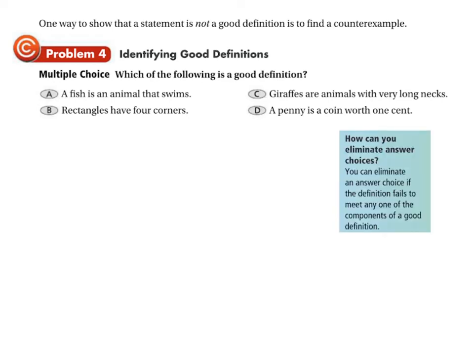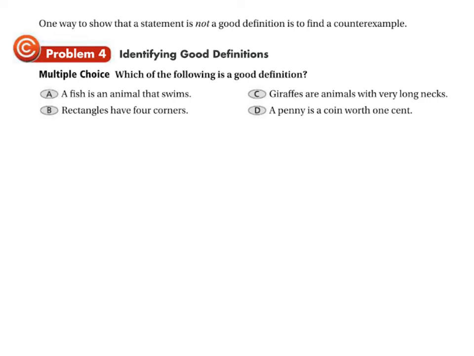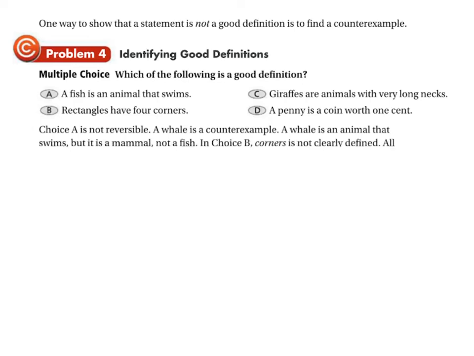Well, how can we eliminate answer choices? We can eliminate an answer choice if the definition fails to meet one of those components of a good definition, and we're going to break through these now. For example, we've got a fish is an animal that swims. It seems like a dubious thing. It's not reversible, okay? An animal that swims is not a fish necessarily, okay? So it's not an if and only if thing, okay? A whale is an animal that swims, but it is a mammal, not a fish.